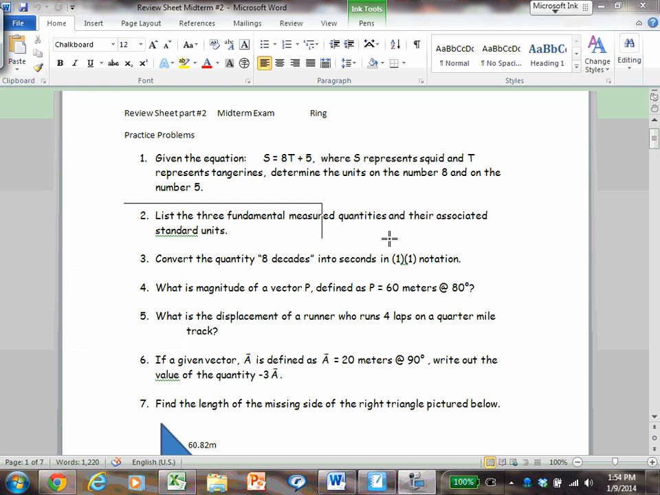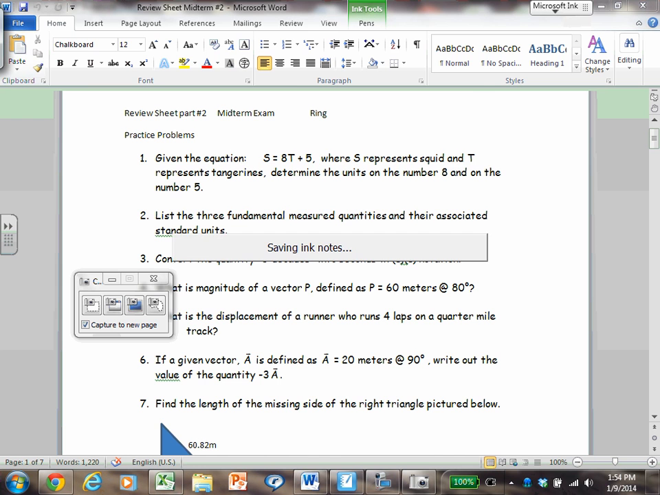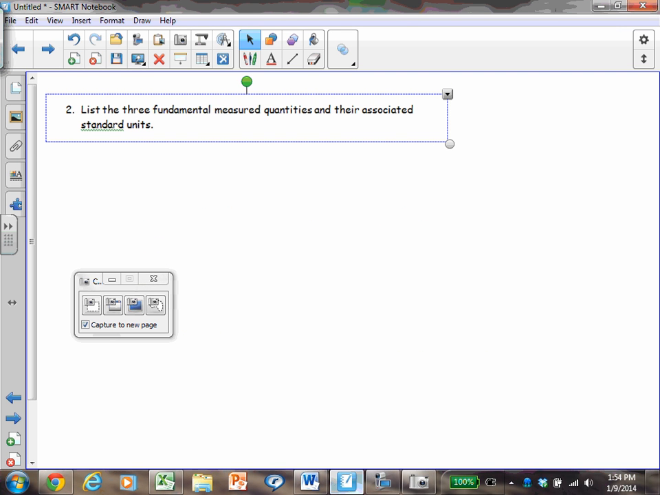List 3 fundamental measured quantities and their associated standard units. That's just sort of remembering what they are. Anybody remember one? Michael?